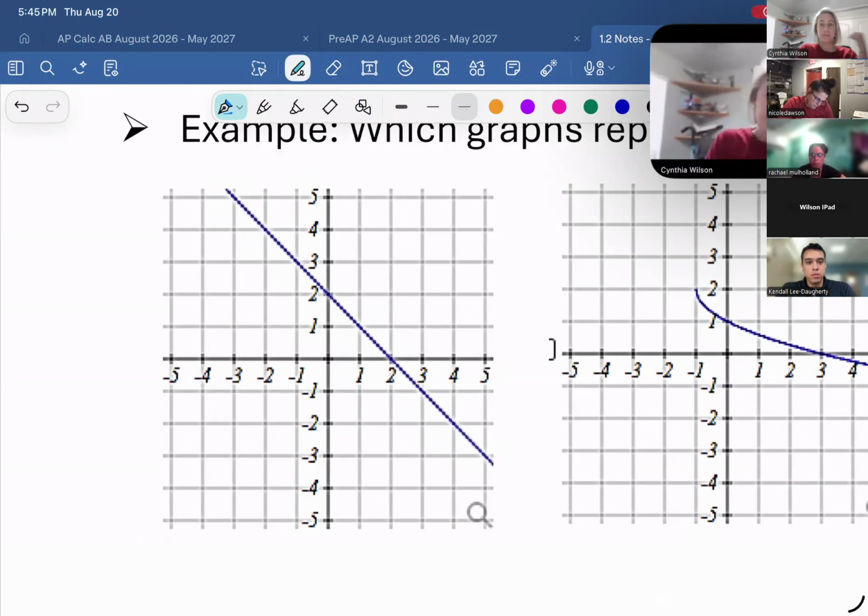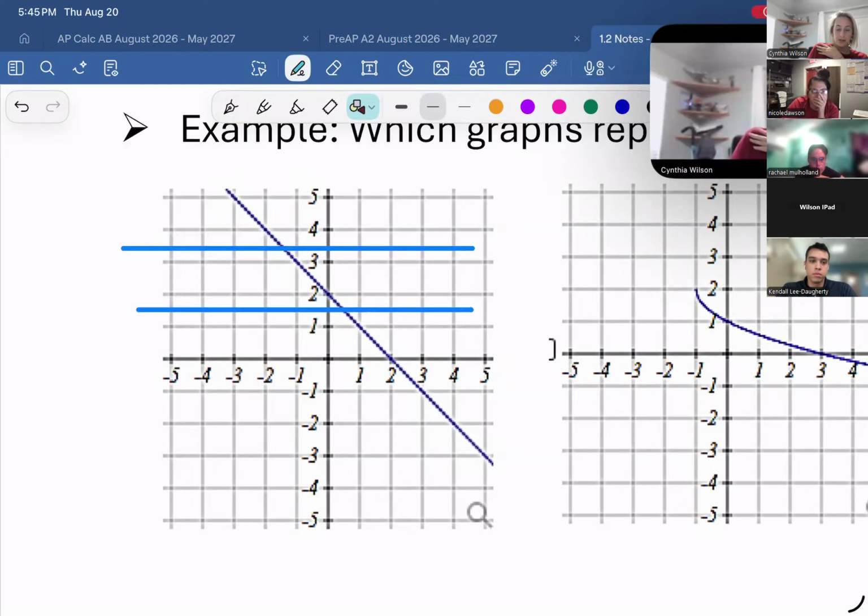Good. Lots of yeses, and that's right. This does pass the vertical line test. But now I need to decide if it's one-to-one. So now we're looking at the horizontal line test. If I draw a horizontal line and it only hits the graph one at a time, it's one-to-one. So this is a yes.